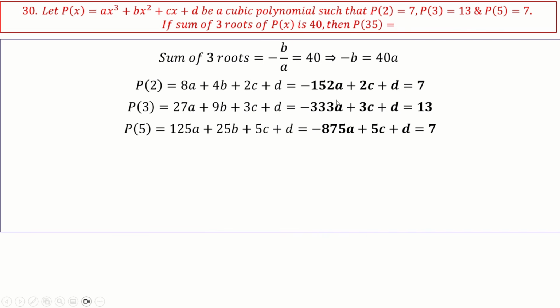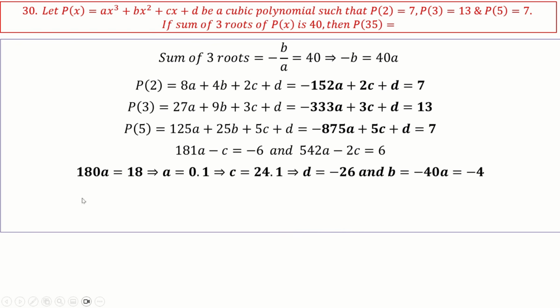Now very clearly I can make this into a 2 variable system. If you subtract these two, d will go off, and if you subtract these two, d will go off. So you will have 2 variables and 2 equations, which you can easily solve. That's what I am doing here. You can do it whichever way you want.